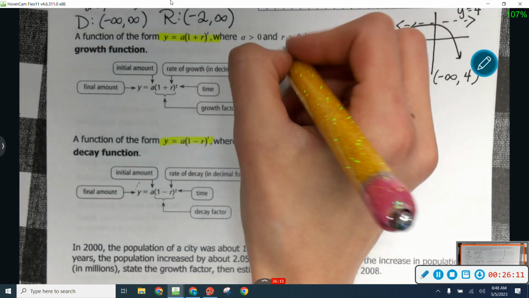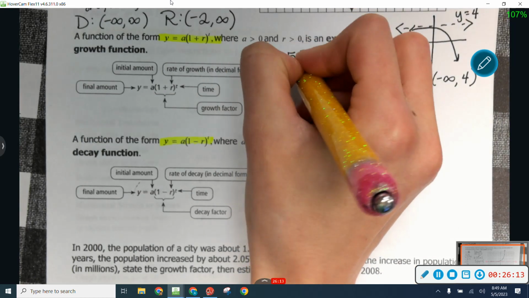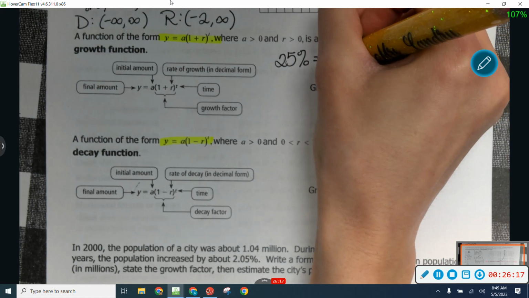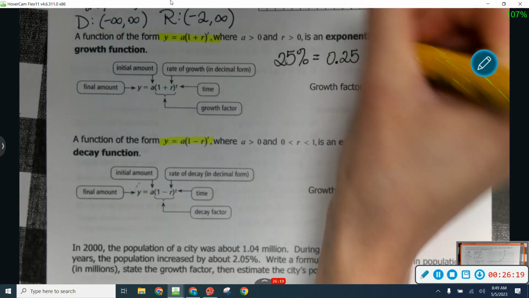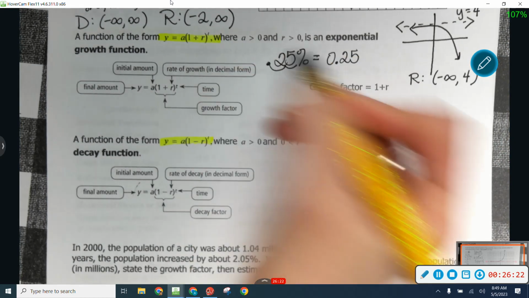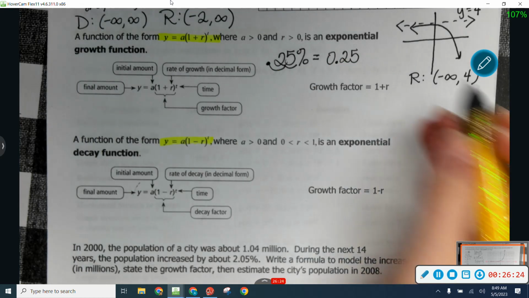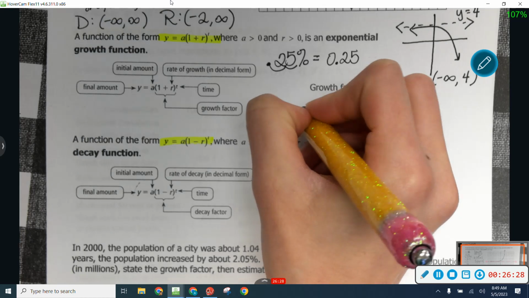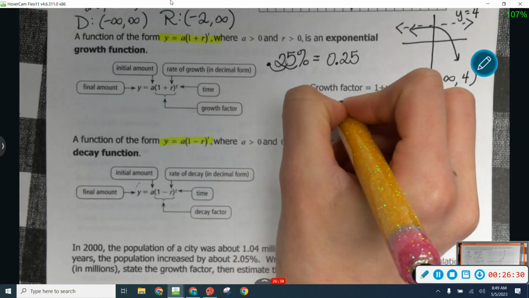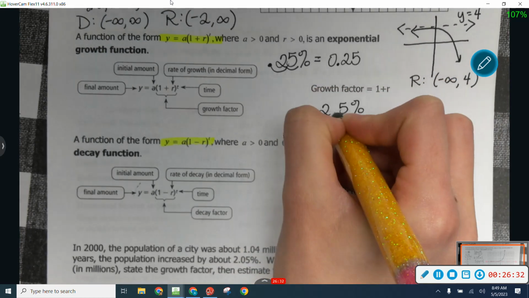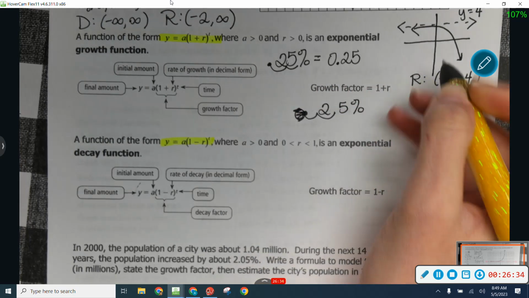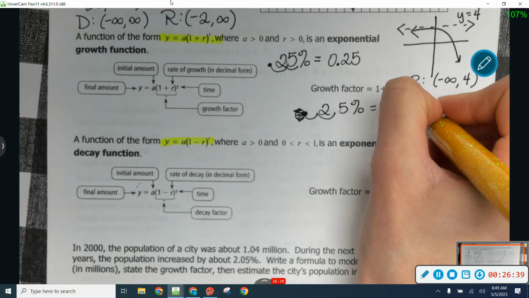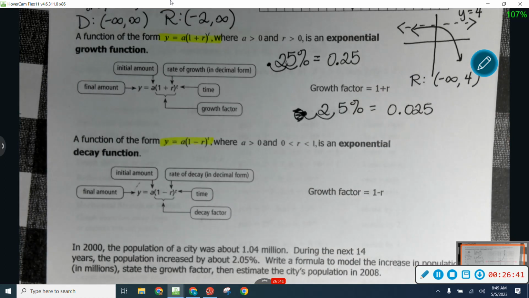Okay, so if I gave you 25% increase, what is that as a decimal? 0.25, right? You move the decimal 2 places to the left. Okay, if I had 2.5%, move it 2 places to the left. I need a placeholder, that's really 0.025. So be careful whenever you're converting it to a decimal.